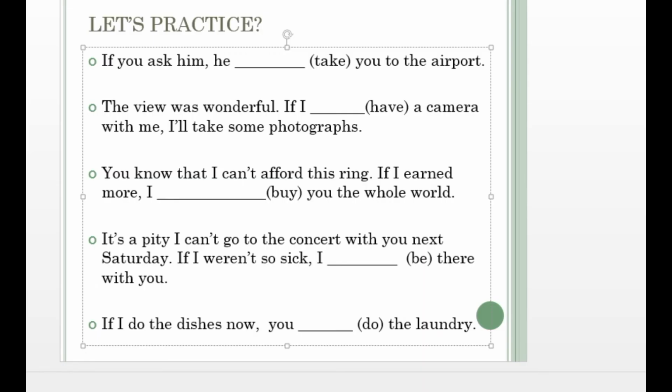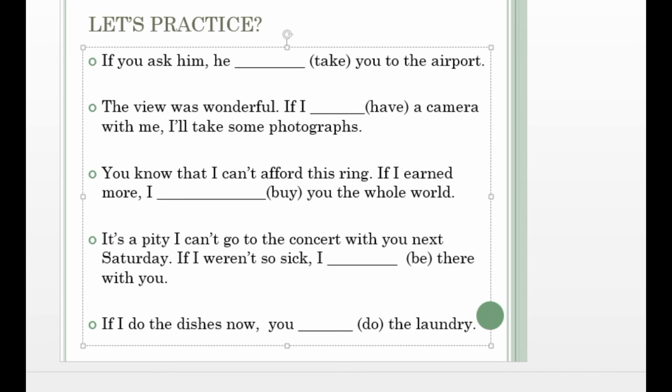So let's practice a little. Here we have some exercises that you're going to complete with the correct conditional sentence, right? Remember, when we use if plus present, I use zero conditional, the verb in the present, or first conditional using will plus the verb in the infinitive. But if I use if plus the verb in the past, remember that in the main sentence I use would plus the verb in the infinitive, the second conditional.